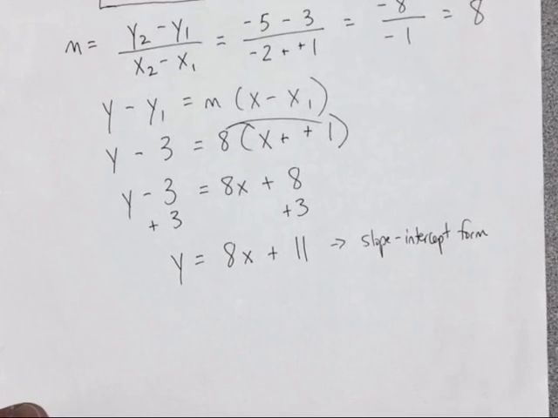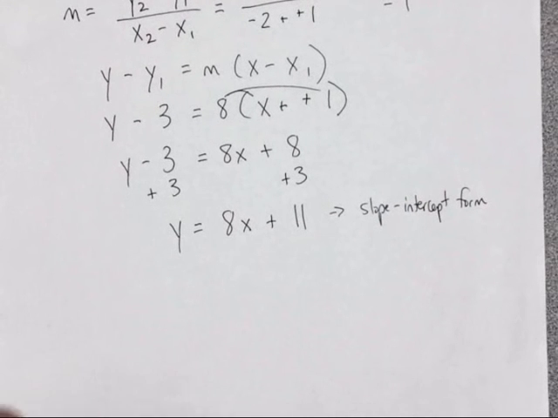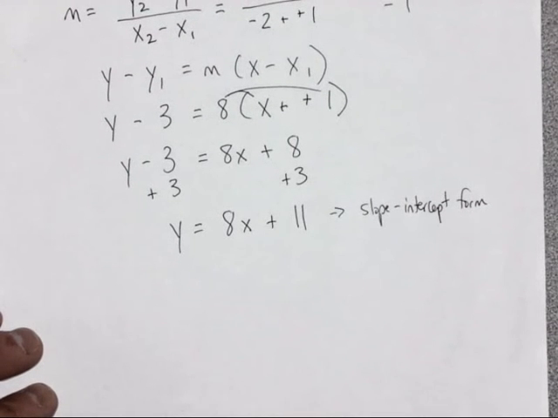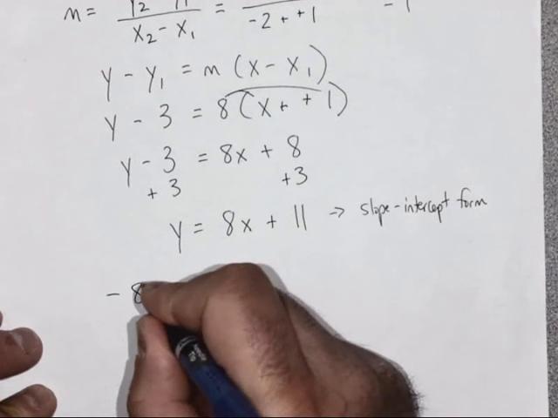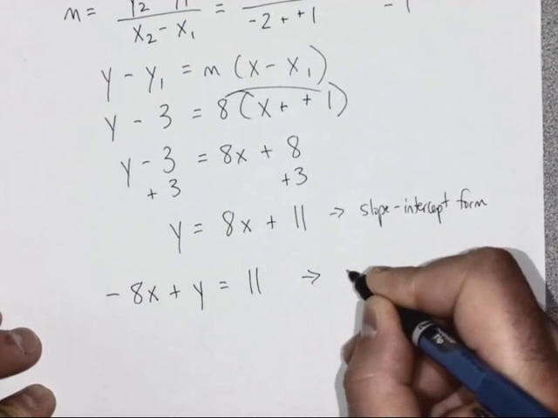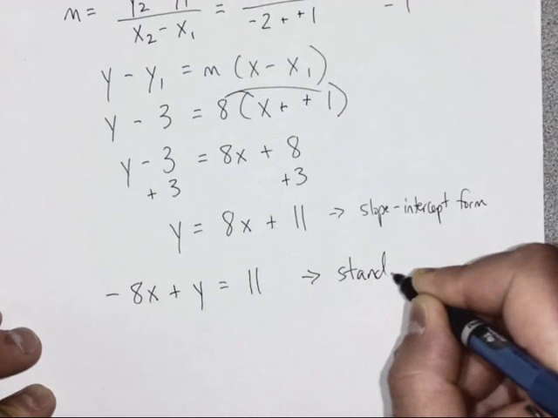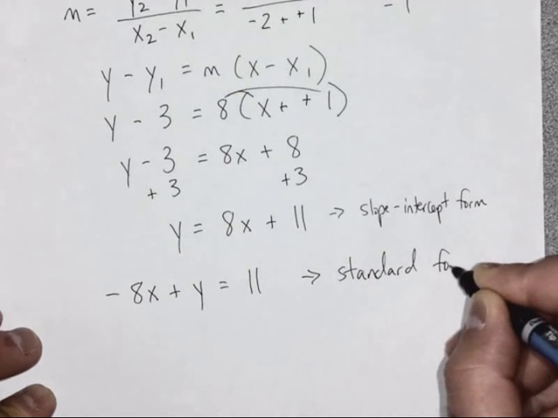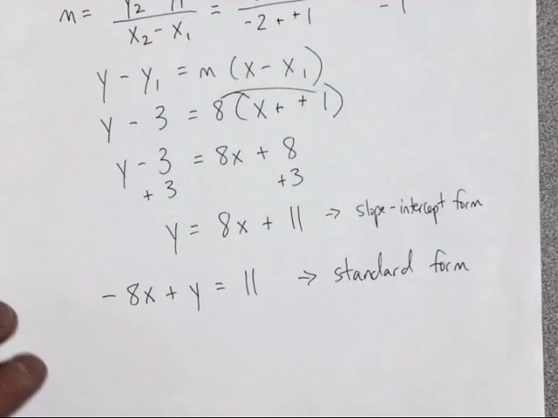And then, like I said, if we want to put this in standard form, I would just move this x term to the other side, doing the inverse. So since that's a positive 8x, let's subtract it. So we get this in standard form. So once again, we're following that natural progression.